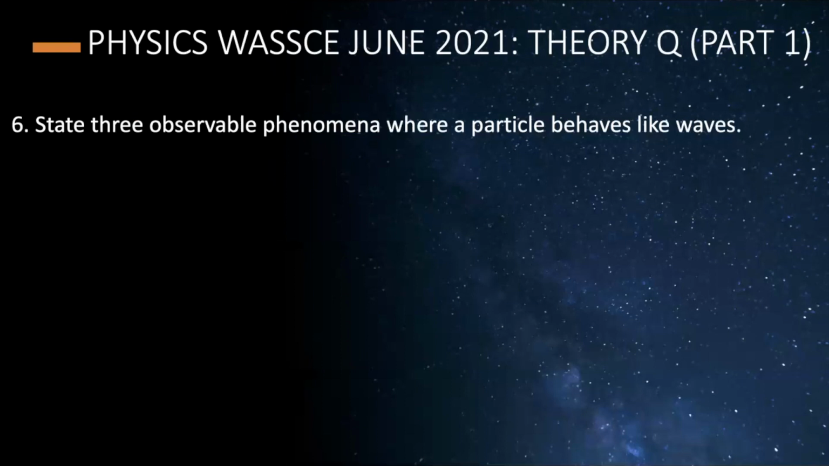Remember when we talked about wave particle duality, it is a concept where we see that light can behave like a wave and sometimes like a particle, depending on the experimental conditions. So this question is asking about some of those observable phenomena that make a particle behave like waves.